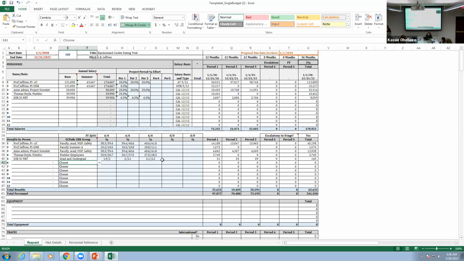And then you pick grad and undergrad rate, right? And you'll notice it's really small because it's only 1.9%. And our costing and policy escalates benefits by 3% each year. So they have what they think for 1 or 2 years estimated, and then they ask us to escalate. Again, with NIH, they won't pay those escalations. So there's this choice right here, escalations to fringe. Sometimes DOE won't either. Then we change that to no.